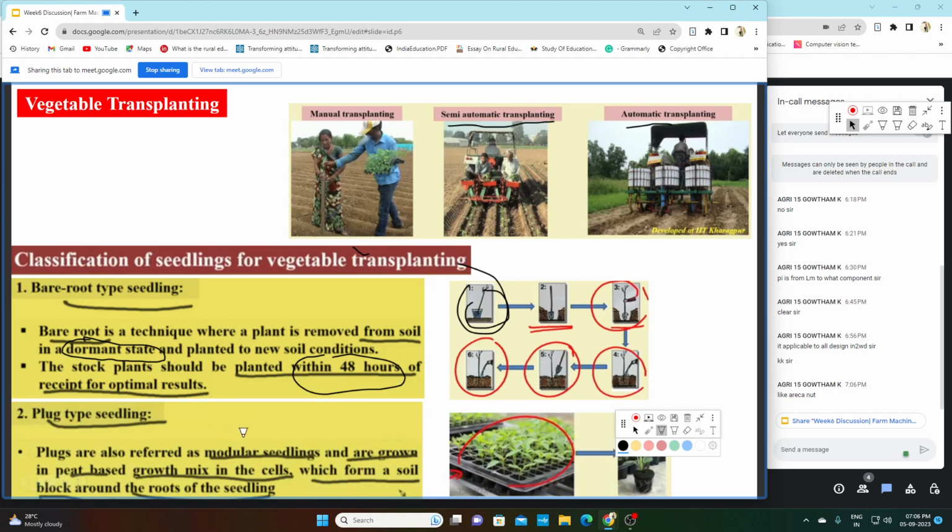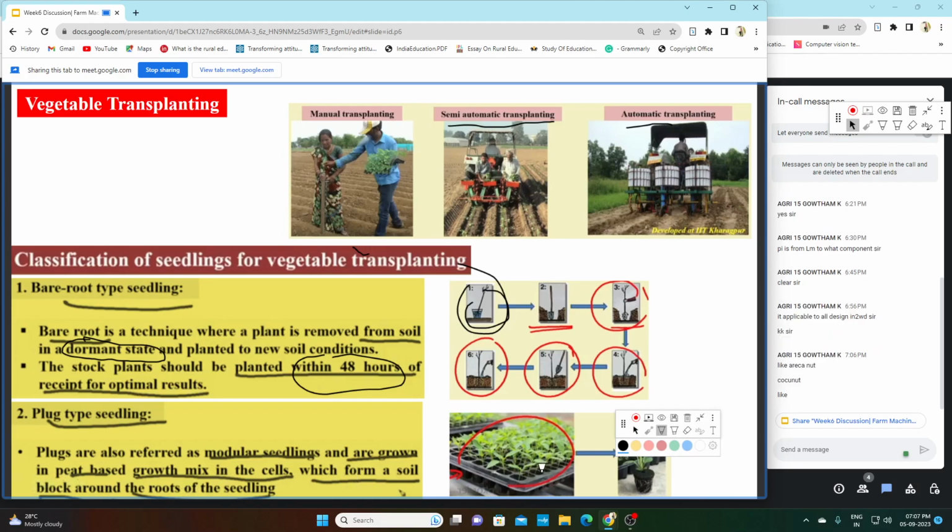Now the second is plug type seedling. In plug type seedling, we put the seed in a nursery tray. These are known as nursery trays, and all these holes, or you can say all these cells of the tray, have some peat-based growth mix.